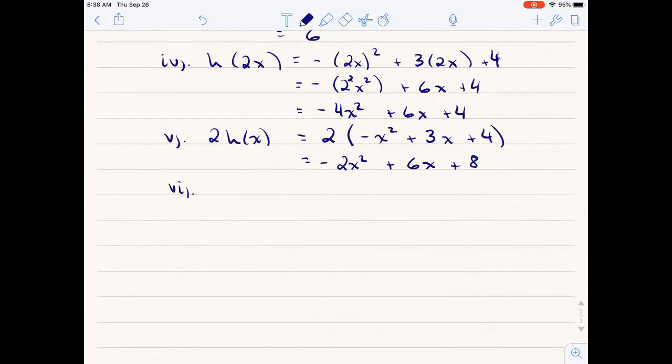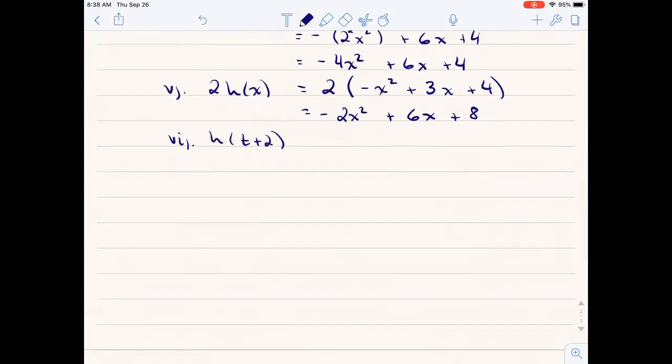What if we did something even crazier, like h of t plus 2? Right? Just keeping your wits about you, right? Replacing, wherever you see a t, now replace it with t plus 2, but in brackets, right? Because the t plus 2 has to stay together. So you've got negative t plus 2 squared plus 3 times t plus 2 plus 4.